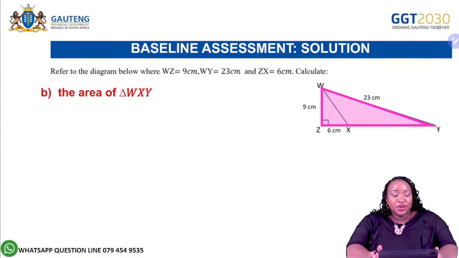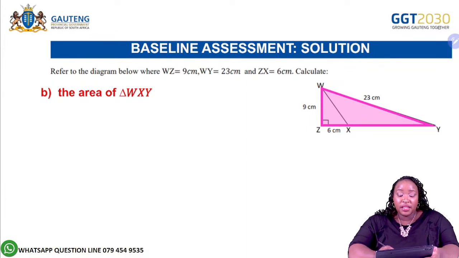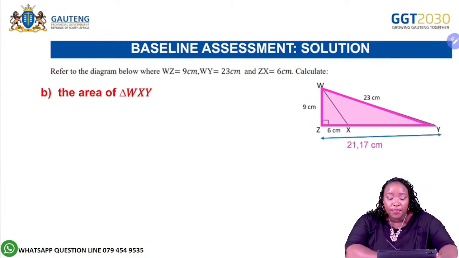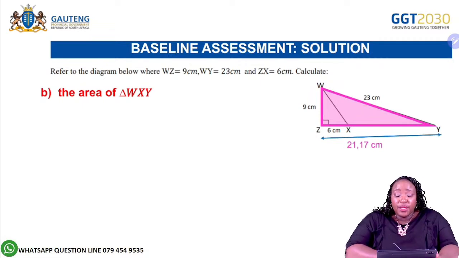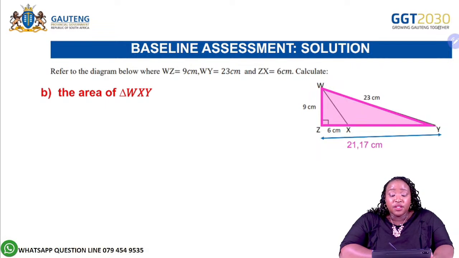Welcome back, class. So let's see how you did with this one. Remember, I said this question is out of 2 marks. All right. So I have just placed the 21,17 that we calculated earlier for ZY.